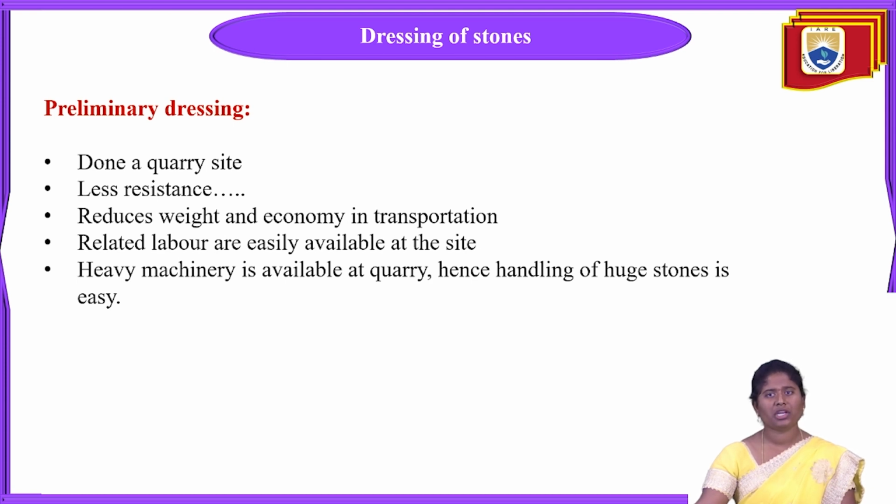Next, heavy machinery is to be available at the quarry site. If this heavy machinery is available, within a short span only we can do this quarrying, and after doing this quarrying we can easily do that dressing of stones. By using this heavy machinery, handling of huge stones will be very easy. If the stones are small, they can be easily removed by the labor also. If the stones are huge, then we have to use this heavy machinery.